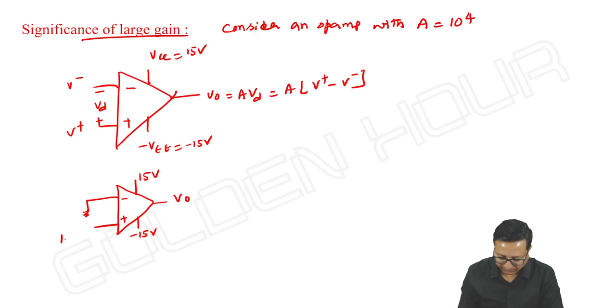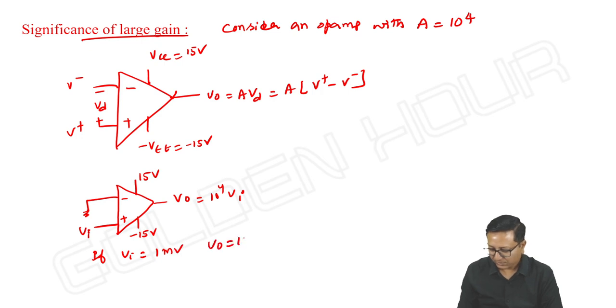I am giving here some 1 millivolt input. Then what about V output? It is 10 power 4 into Vi. I can write A is 10 power 4. So if V input is equal to 1 millivolt, what is the output? 10 power 4 into 10 power minus 3, 10 volts. Excellent result. From 1 millivolt, you are producing 10 volts.